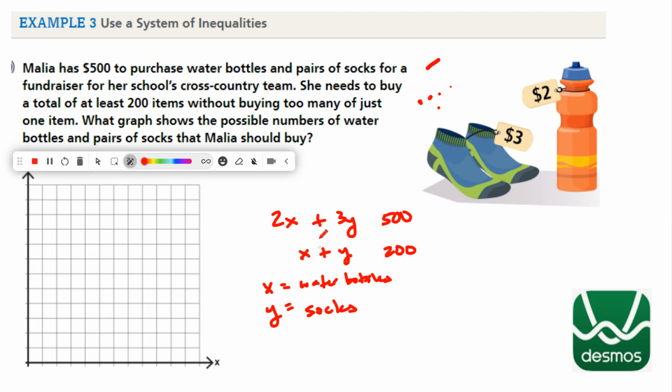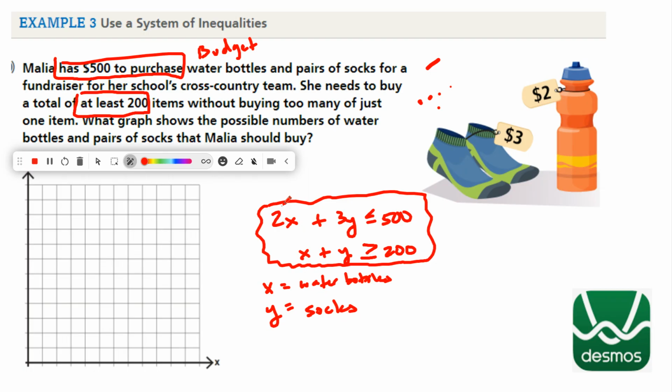Now, the inequality symbols, right? If you look at the problem, Malia has $500 to purchase. Think of this like a budget. Budget you can't go over, so you can't be greater. This cannot be greater than 500, so it must be less than or equal to. The second one, she wants to buy a total of at least 200 items. What that means is 200 is the smallest amount. So you can't go less than 200. So that means it's greater than or equal to. Equal to 200 or has to be greater than. Here's our system.